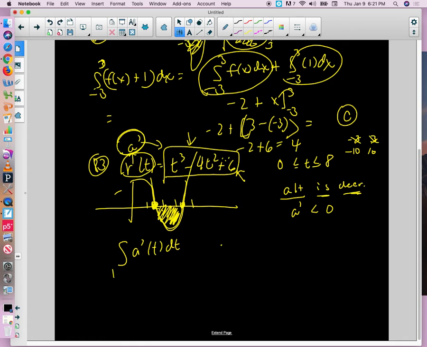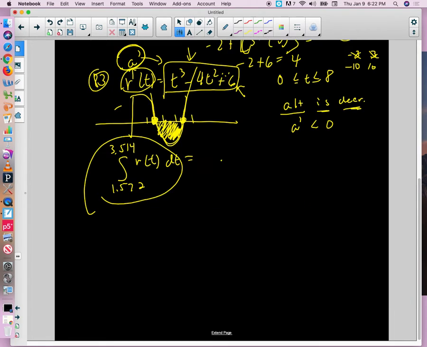This one's 1.572 and this one's 3.514. And I know a prime was r. And I don't even have to work it, but that's what it would give me. So if you integrate the rate during this time, you'll find out how much the altitude decreased during that time.